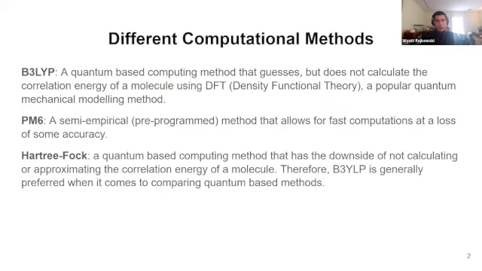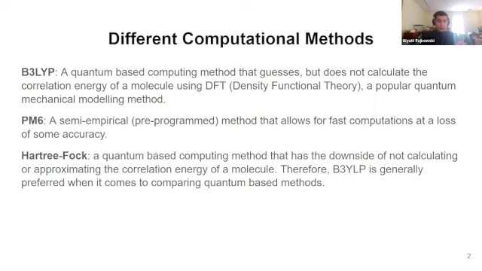One of the first things we learned in this program was about different computational methods and the benefits, regarding speed and accuracy, associated with those methods. The one that we used most often was B3LYP, which is a quantum mechanical model that is very good at approximating the correlation of a molecule using a method called density functional theory, or DFT. It provides a balance of accuracy and speed.